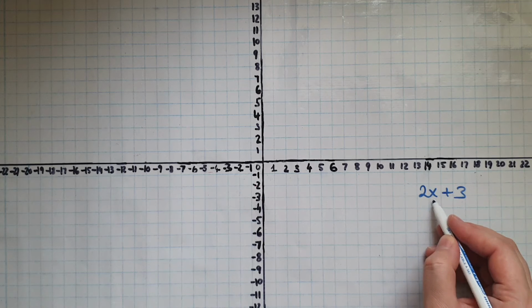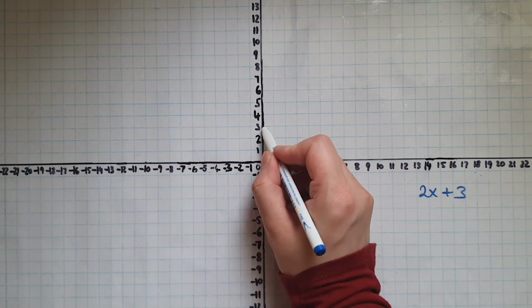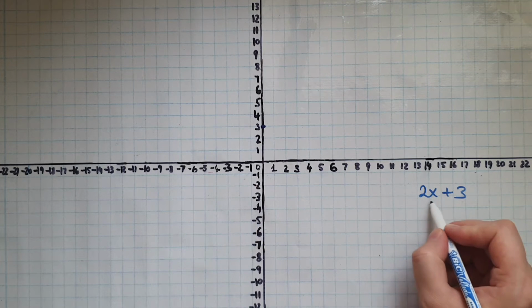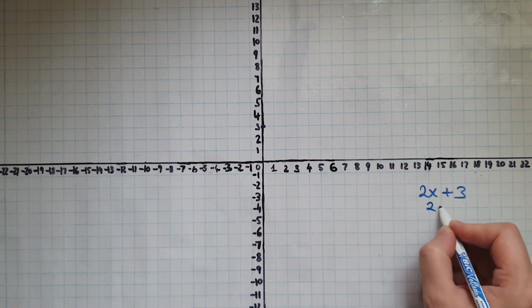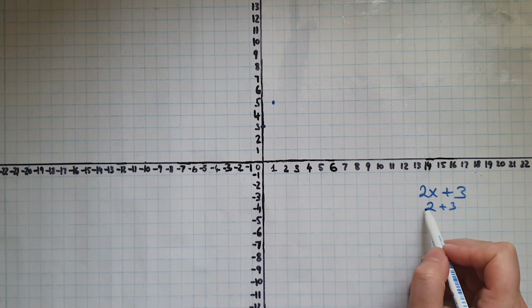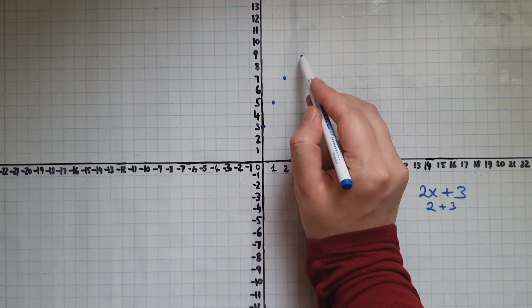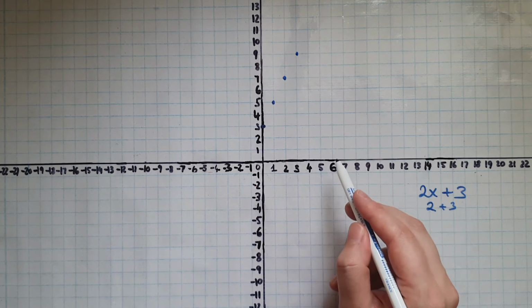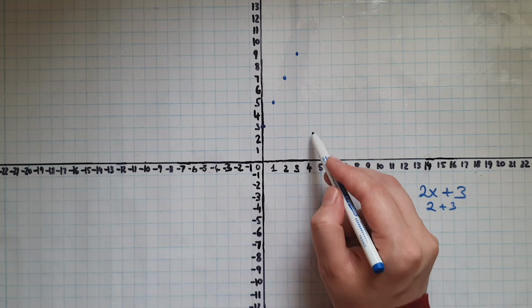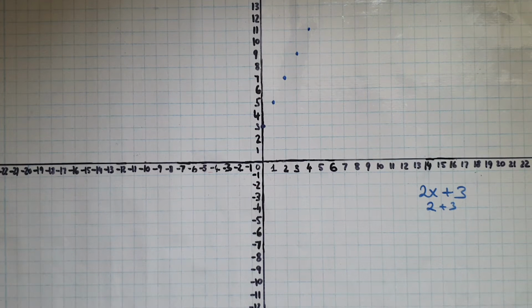So when x is 0, y is going to be 3. When x is 1, y is going to be 5. When x is 2, y is going to be 7. When x is 3, y is going to be 9. When x is 4, y is going to be 11, and so on. So I'm going to join the dots together.